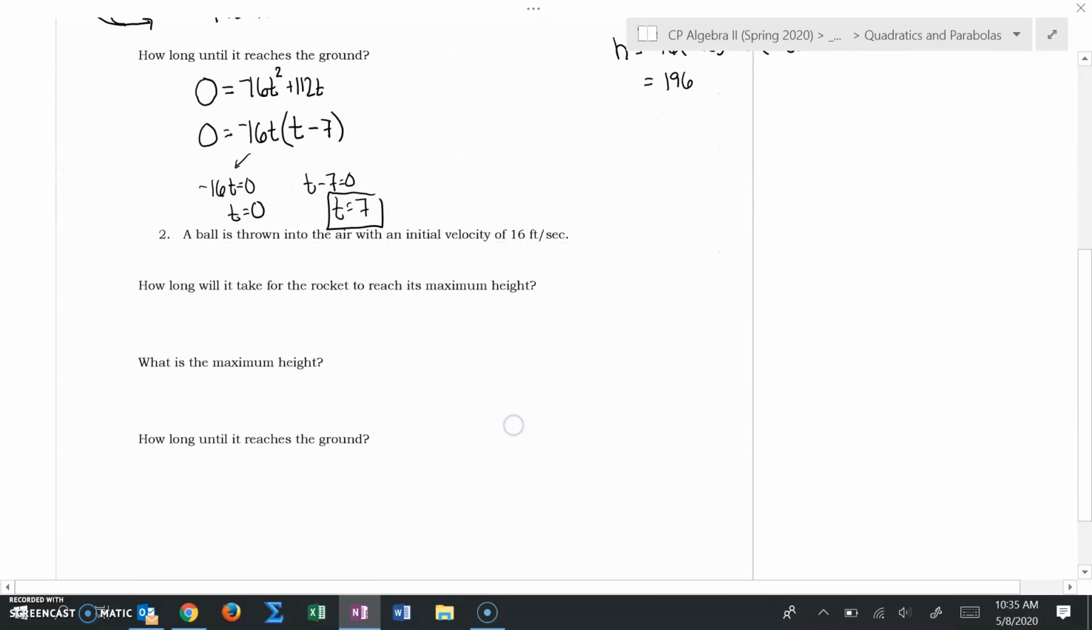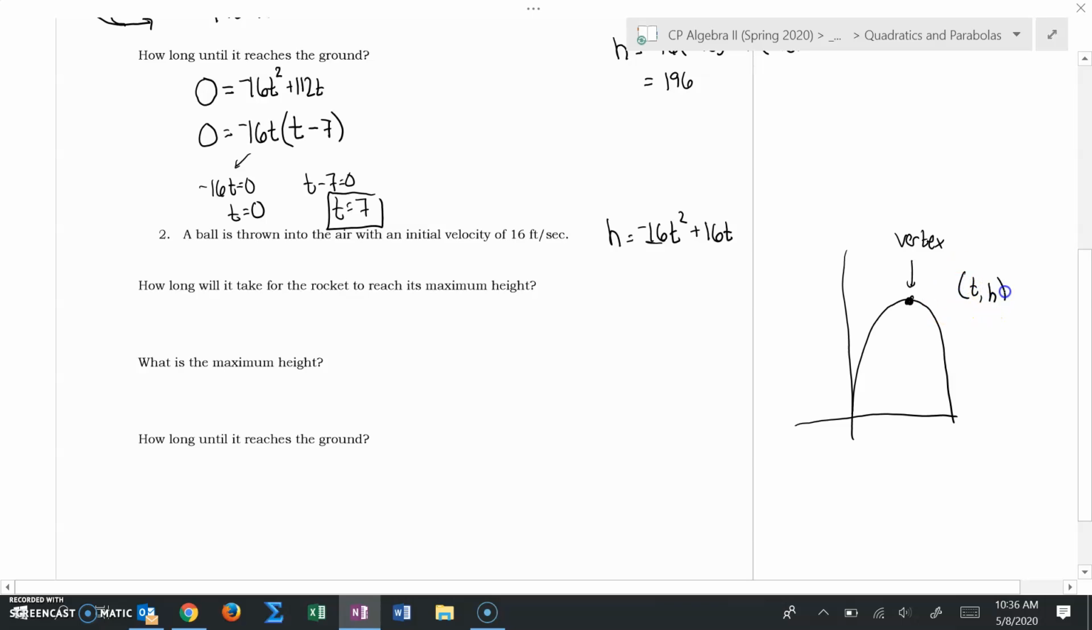We'll go through number 2 real quickly. Here we're going to have h equals, again, these equations will be given to you, negative 16t squared plus 16t. Again, we're looking for a parabola that opens down because that negative 16 in front tells us it opens down. This vertex then is going to be the time at which it gets to its maximum height.